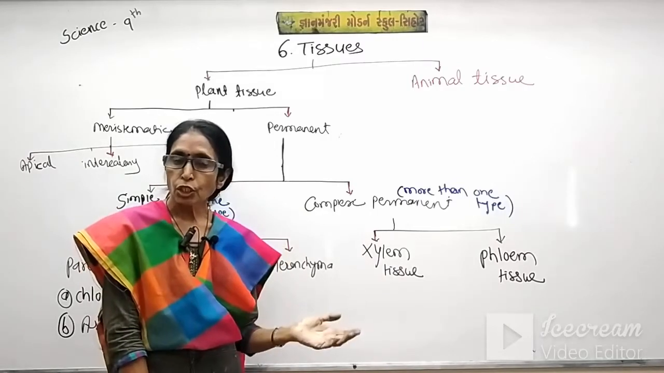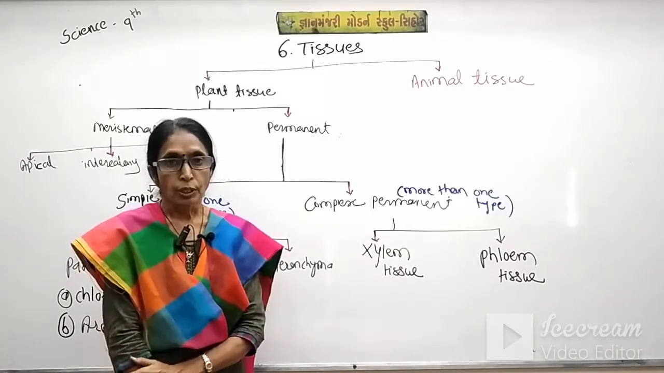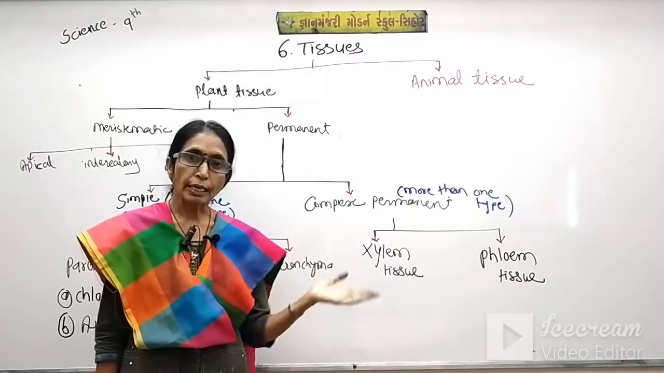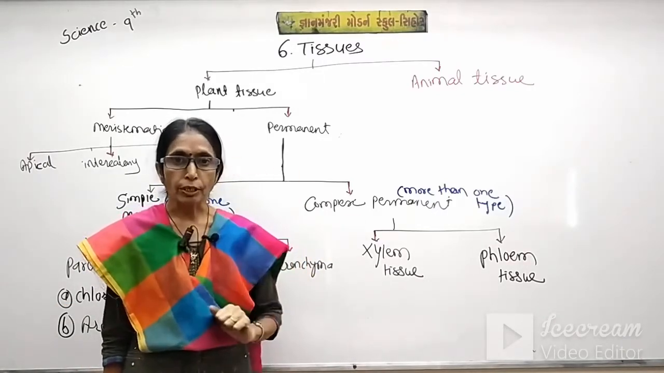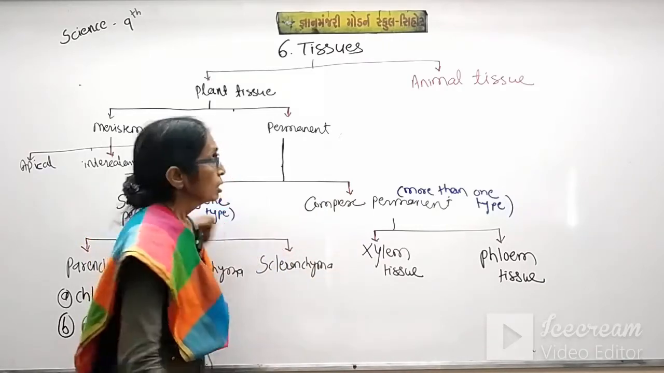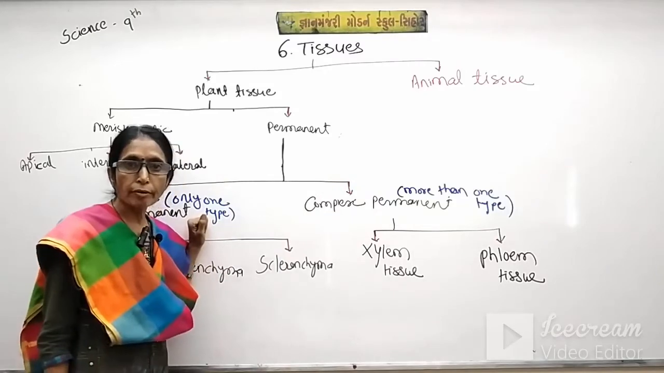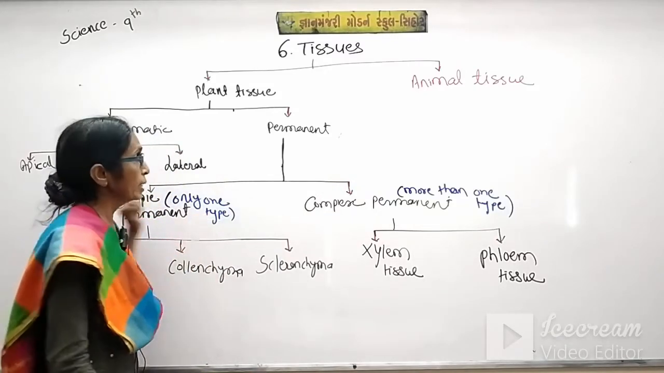Also, we have started the division of tissues, meaning types of tissues. There are animal tissue and plant tissue. There are two main types of tissues. Some tissues are particular to animals. Some tissues are particular to plants. So tissues are divided into two groups, plant and animal.